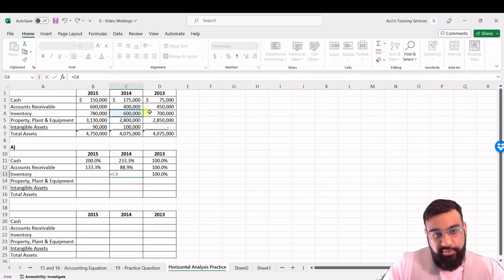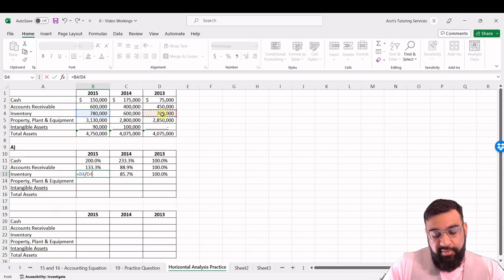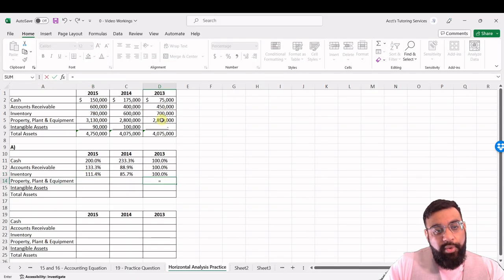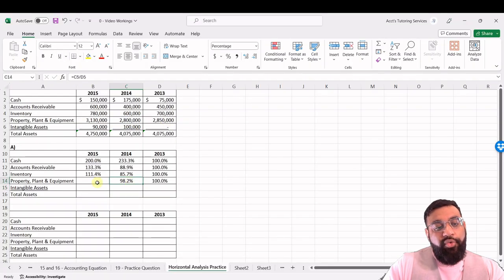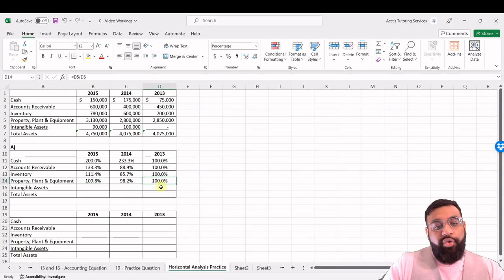So for inventory, we do 700,000 divided by 700,000 to arrive at 100%. Then 600,000 divided by 700,000 to arrive at 85.7%. That's 780,000 divided by 700,000 to arrive at 114.4%. For property, plant, and equipment, I'm going to do 2,850,000 divided by 2,850,000 to arrive at 100%. Then I'm going to do 2.8 million divided by 2.85 million to arrive at 98.2%. Then I'm going to do 3.31 million divided by 2.85 million to arrive at 100%.